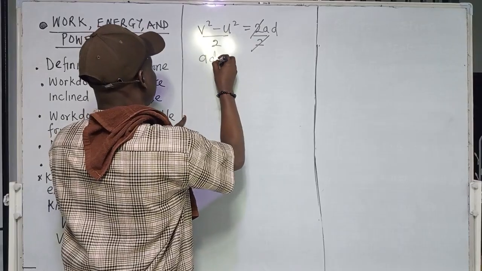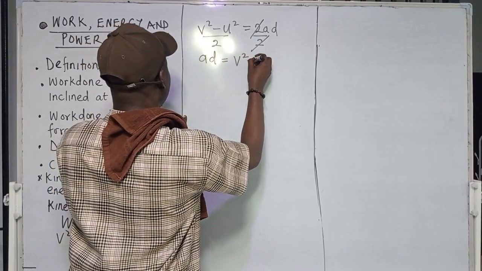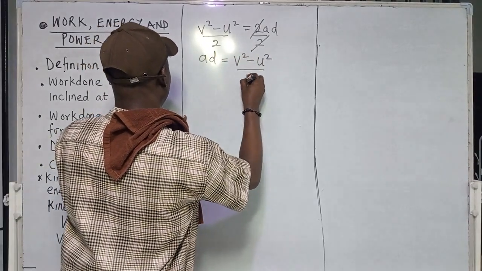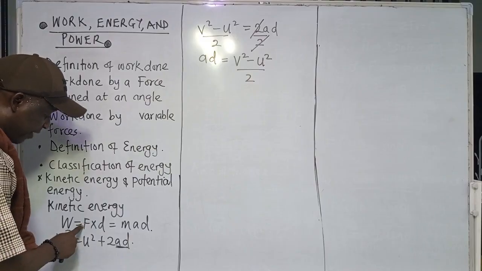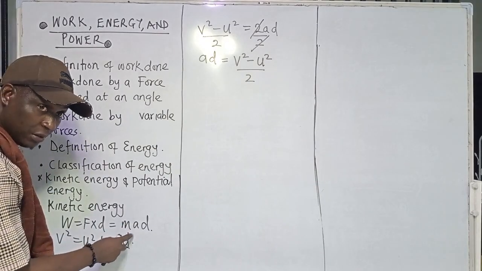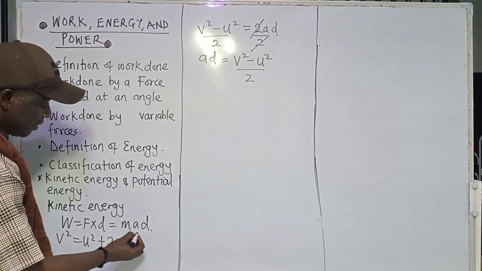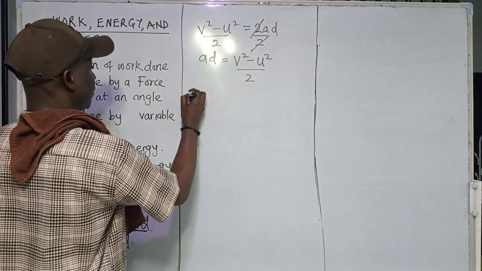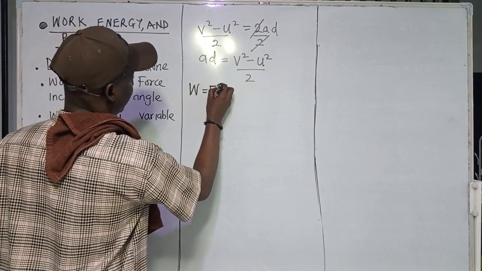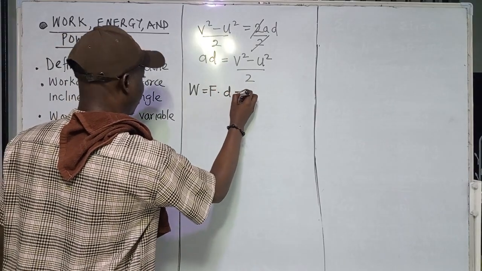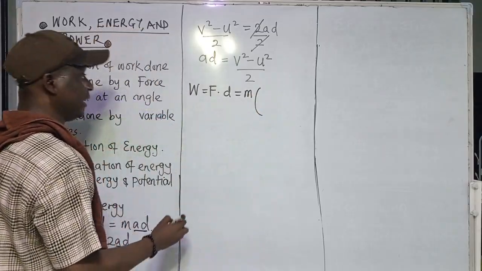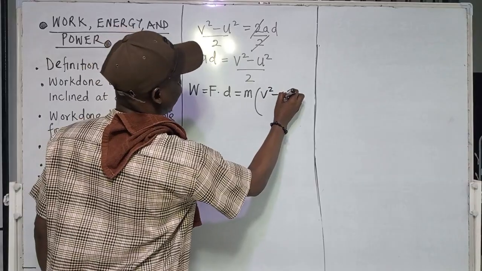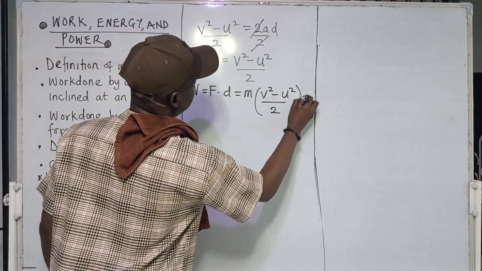So AD is equal to (V squared minus U squared) over 2. Now let's replace MAD, because F is equal to mass times acceleration. I want work done equal to force times distance, which is equal to m times, in place of AD, (V squared minus U squared) over 2.